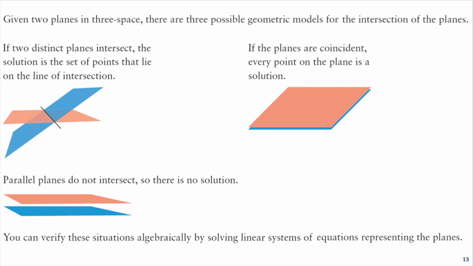Okay, and next, the relationship between two planes in 3 space. There are 3 possible geometric models for the intersection of planes. First, if 2 distinct planes intersect, the solution is a set of points that lie on the line of intersection. Second, if the planes are coincident, every point on the plane is a solution, which means the 2 planes are actually the same plane. Third, parallel planes do not intersect, so there is no solution. So if we combine the two equations of the 2 planes, you'll never find a solution.